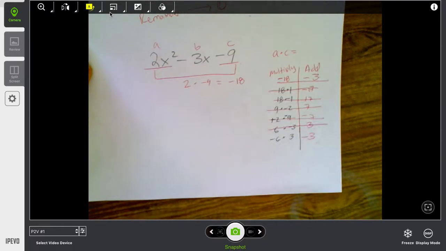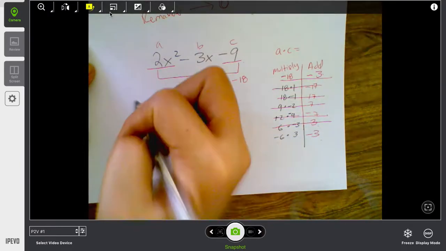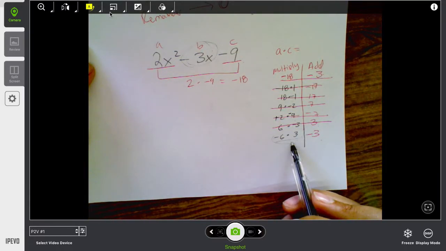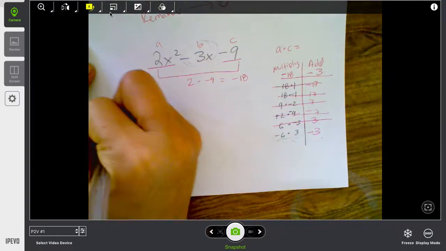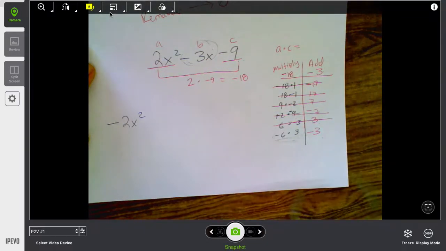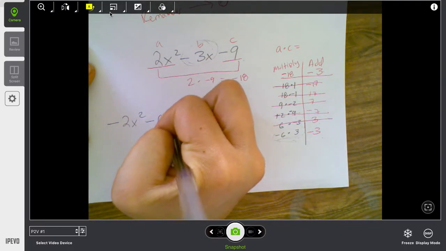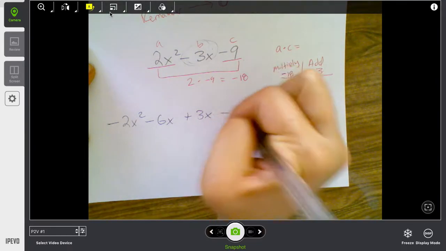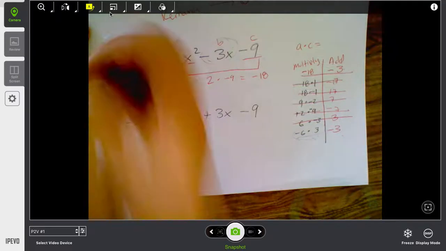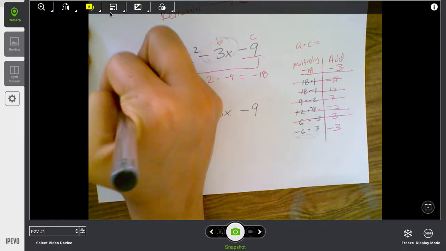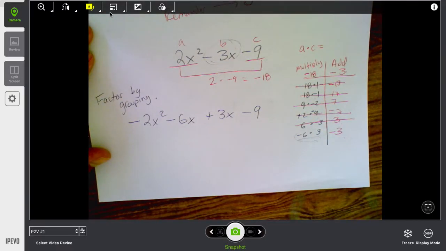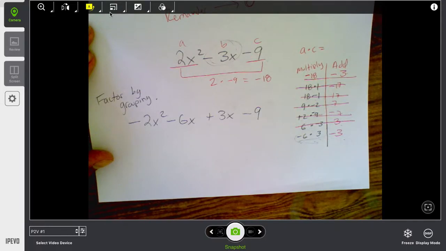I'm getting there. Okay. Hopefully you remember factoring by grouping. So I'm going to rewrite the b as the negative 6 and 3. So I'm going to do 2x squared minus 6x plus 3x, and then I'm going to write the c, minus 9. Okay, this is factoring by grouping. If you're not sure what I'm talking about, I'm sure you can find some other YouTubes or websites that will help you remind yourself.